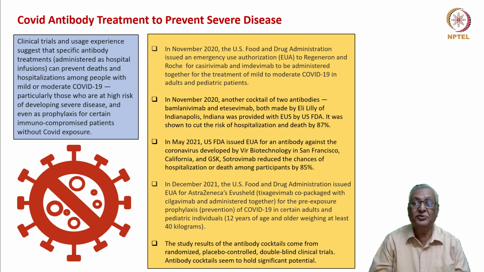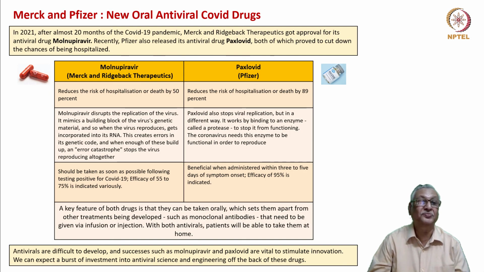In May 2021, US FDA issued another EUA for an antibody against the coronavirus developed by Vir Biotechnology in San Francisco. And GSK sotrovimab reduced the chance of hospitalization or death among participants by 85%. In December 2021, the US FDA granted EUA for AstraZeneca's Evusheld, tixagevimab, co-packaged with cilgavimab and administered together for the pre-exposure prophylaxis, that is prevention of COVID-19 in certain adults and pediatric individuals, 12 years of age and older, weighing at least 40 kilograms. The study results of the antibody cocktails come from randomized, placebo-controlled, double-blind clinical trials. Antibody cocktails have significant potential. Incidentally, one of these antibodies works very well against the Omicron variant, which is now transiting across the world at a very rapid pace. But again, this story doesn't stop with antibody cocktails.